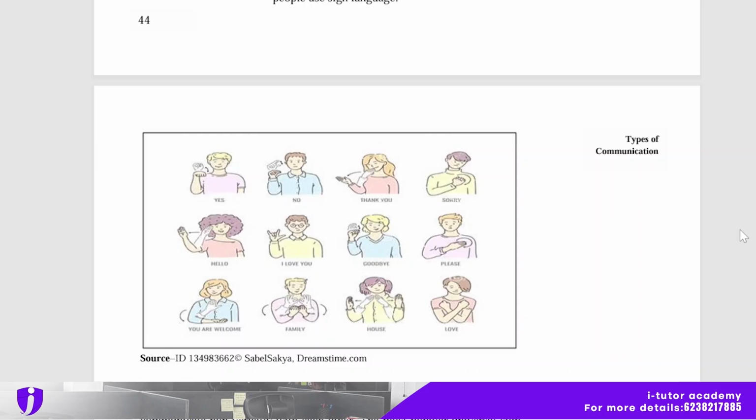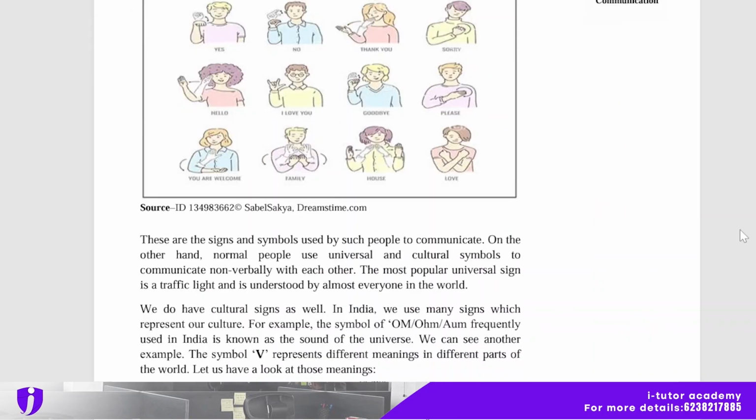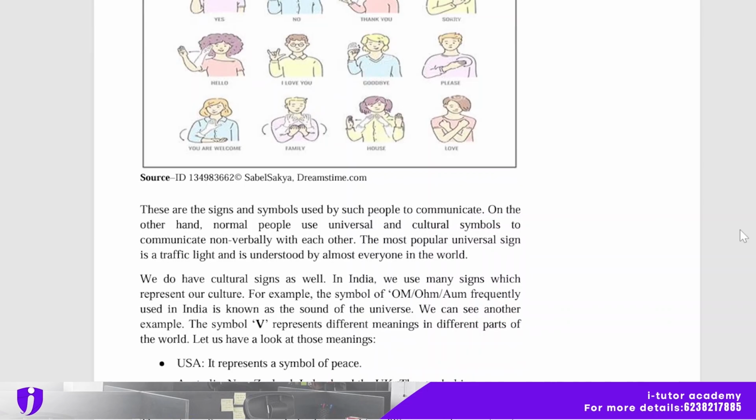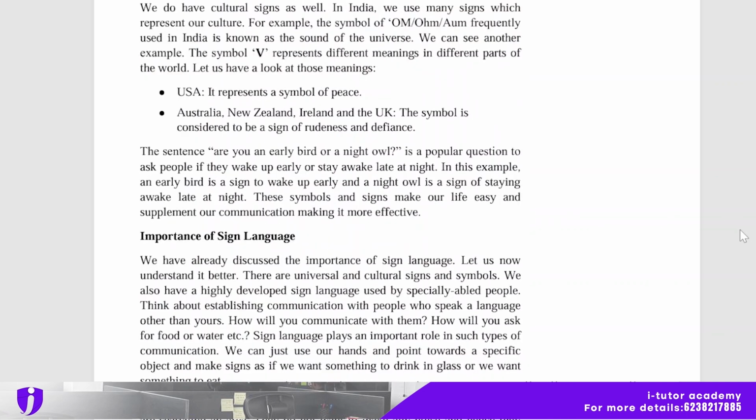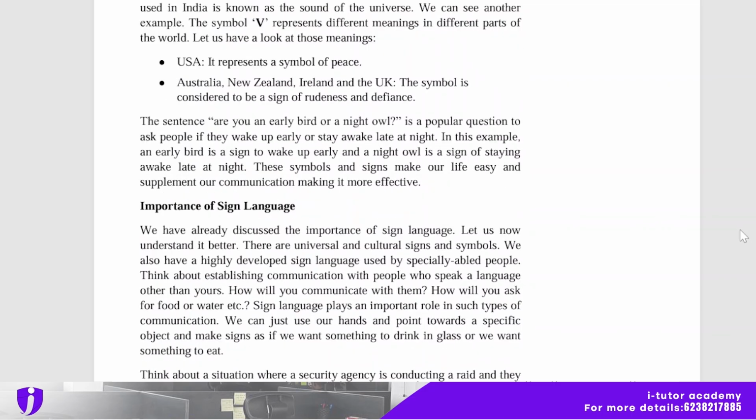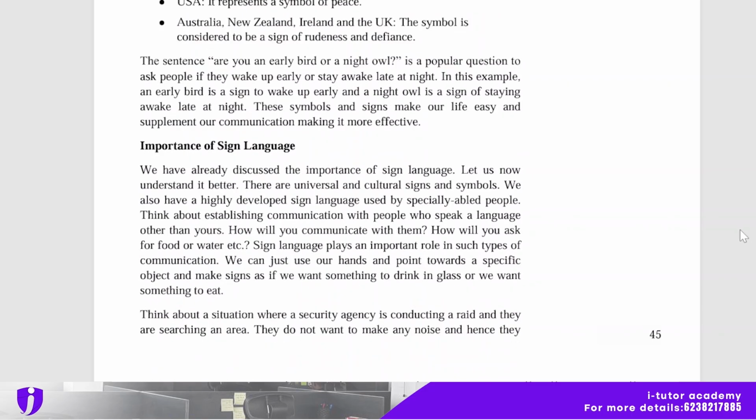Okay, and these are signs and symbols used by such people to communicate. On the other hand, normal people use universal and cultural symbols to communicate non-verbally with each other. The most popular universal sign is the traffic light, and it is understood by almost everyone in the world. We already discussed that. Okay, and the importance of sign language. We have already discussed the importance of sign language, so understanding is better.